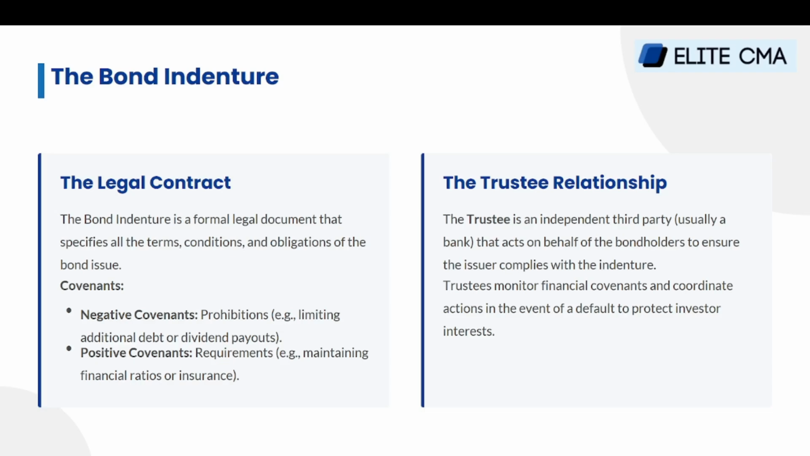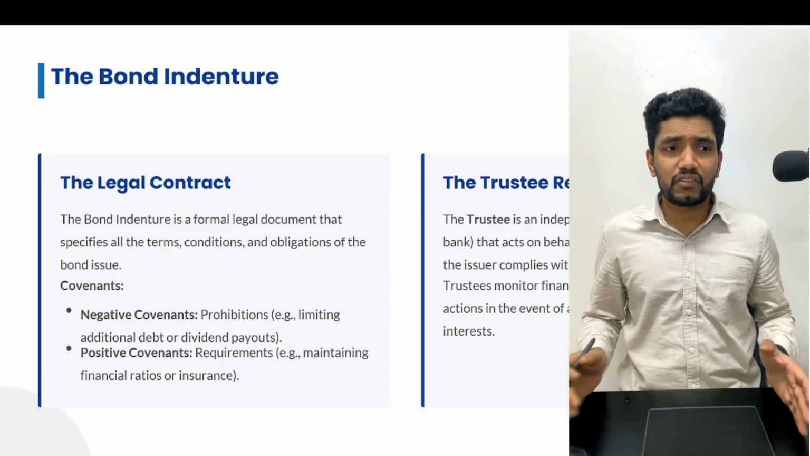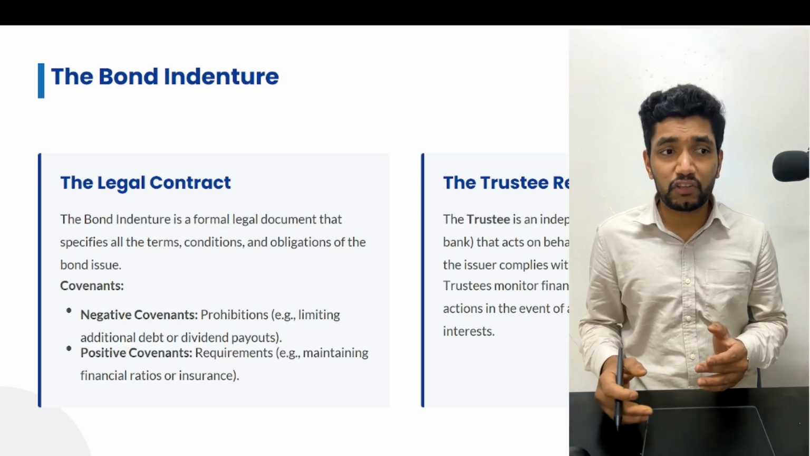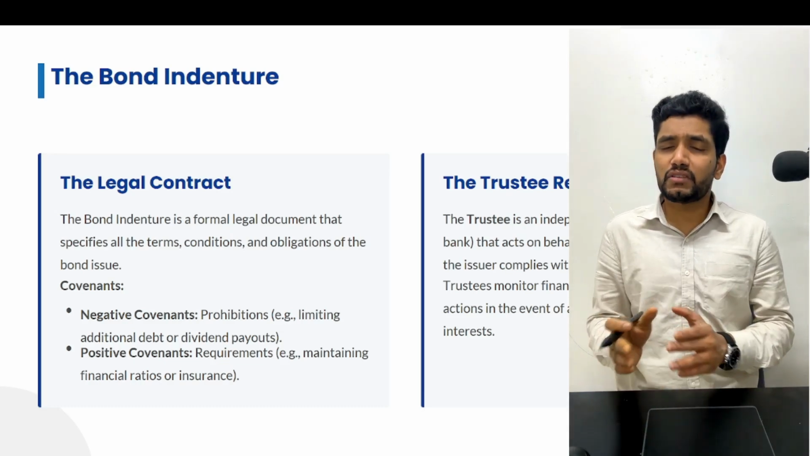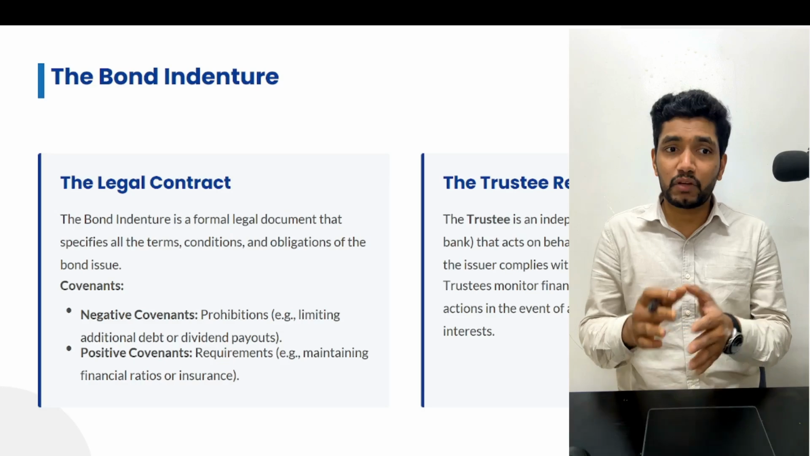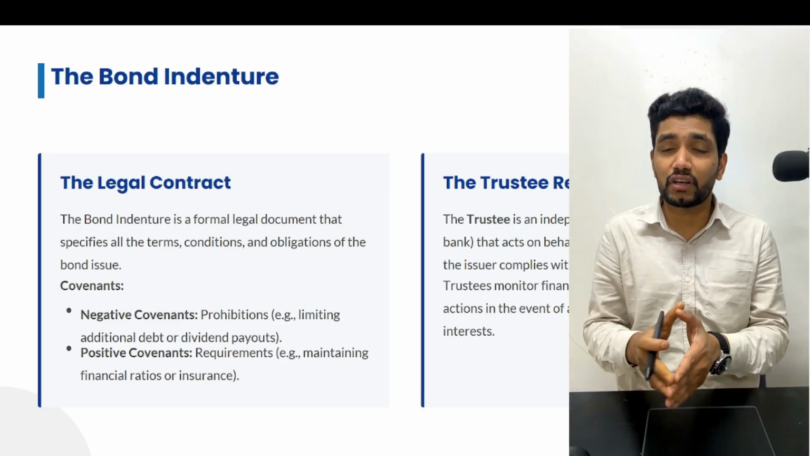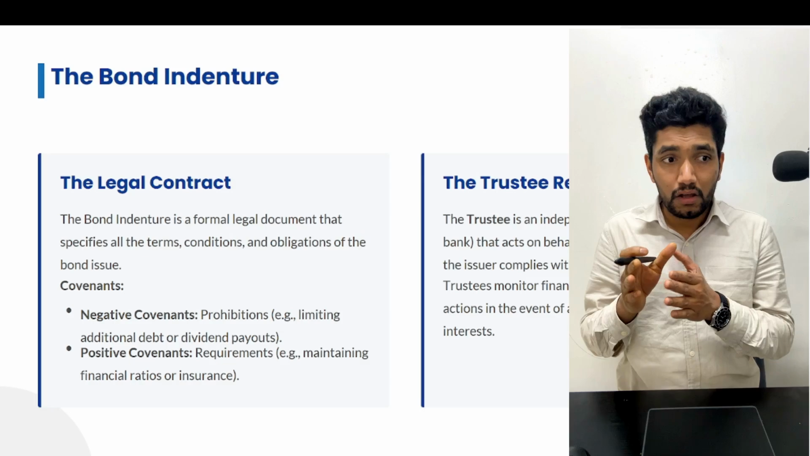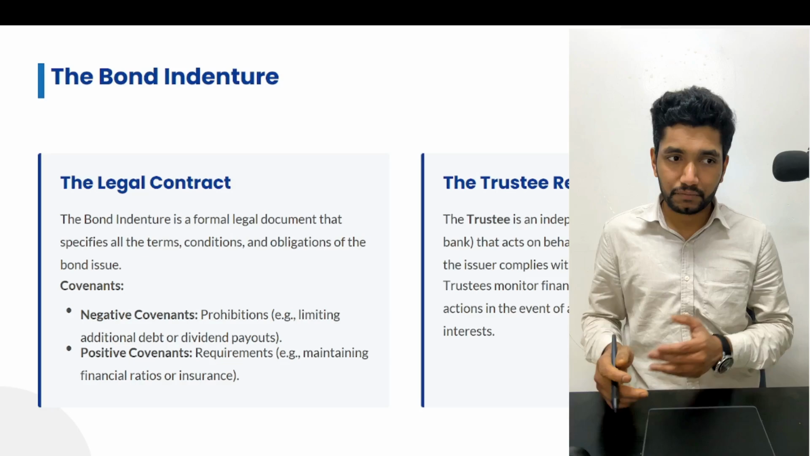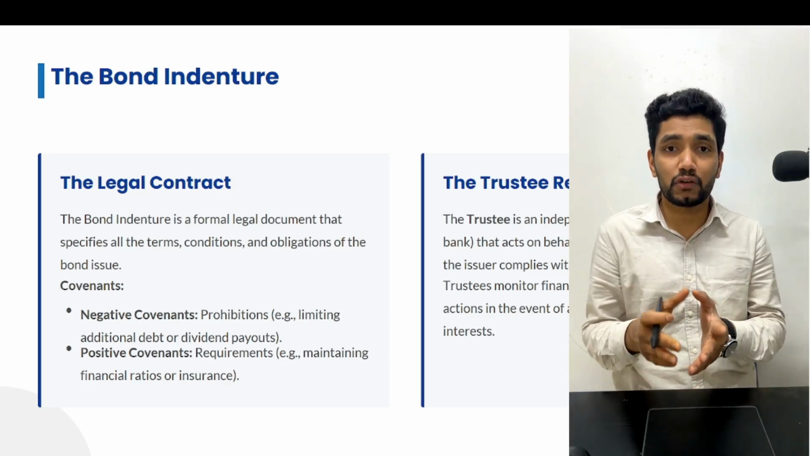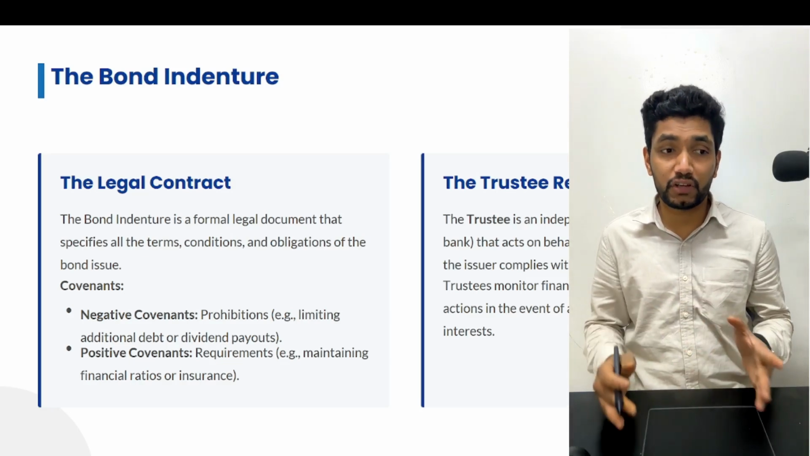Again, the legal contract. The bond indenture is a formal legal document that specifies all terms, conditions, and obligations in the bond issue. So the bond indenture is a formal legal contract between the borrower and the investor, which mentions all the terms, conditions, and obligations for the bond issue. Again, there are some covenants also, some negative and some positive covenants.